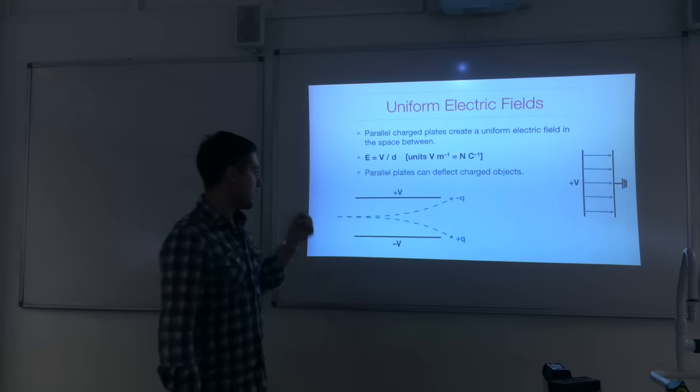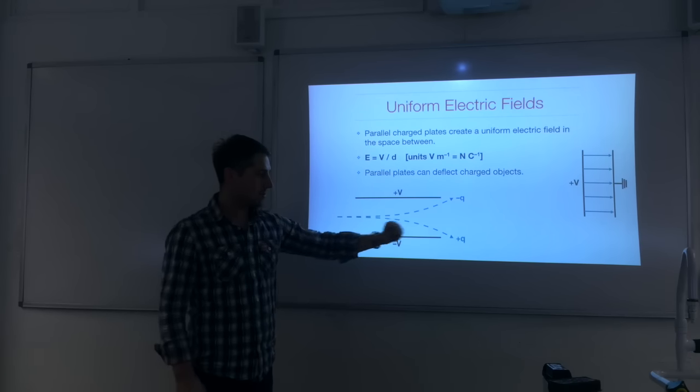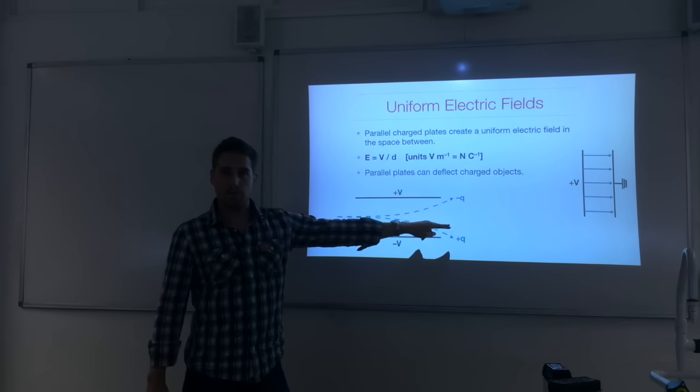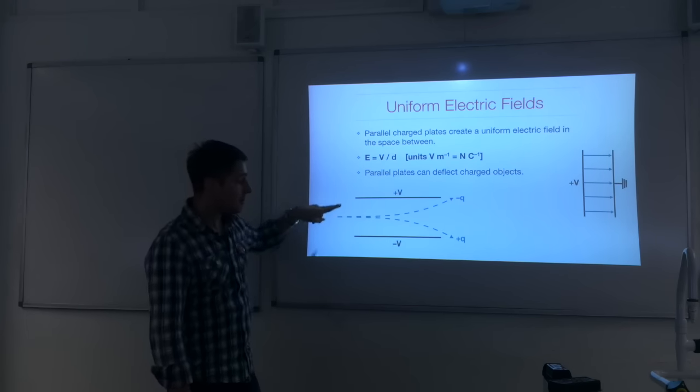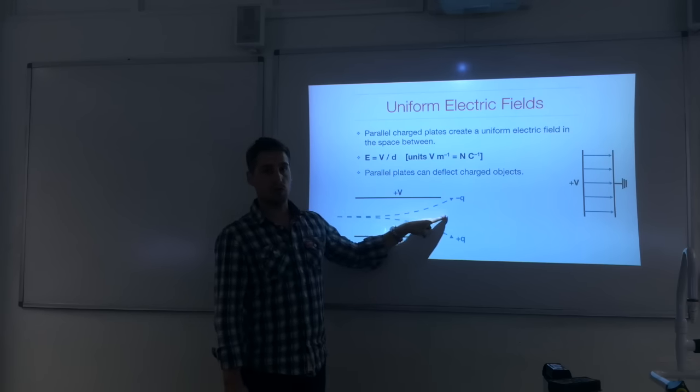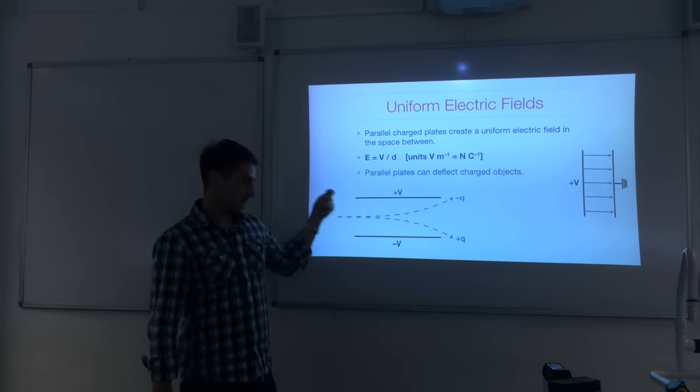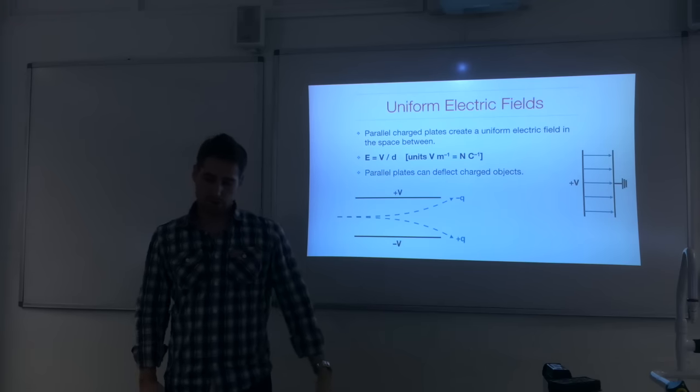Okay, so if we consider the positively charged particle here, its horizontal component of the velocity is constant, so it stays at constant horizontal velocity, but it's accelerated towards the negative plate, so there's acceleration in the vertical direction.